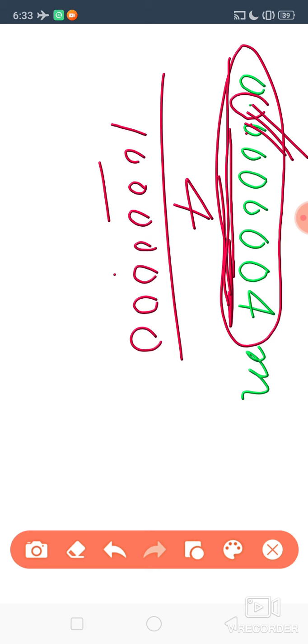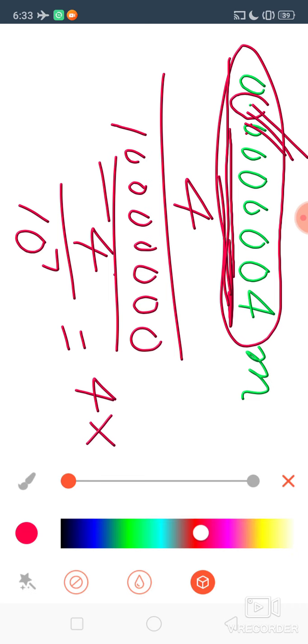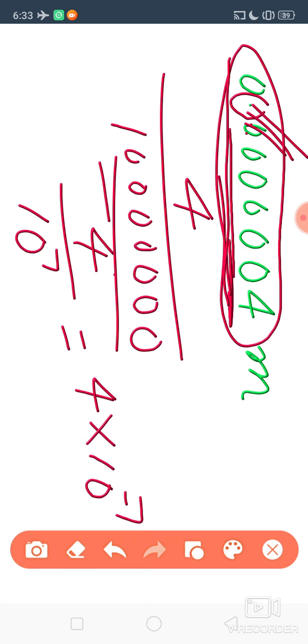Okay, now what can we write in the exponent? 4 by 10 to the power how much? 7 zeros are there, so we'll write 10 to the power 7. Now again we'll write 4 into 10 to the power minus 7 in standard form. Just now I have explained how we are getting this 10 to the power 7. We are bringing it into the numerator. So from plus exponent, it is becoming minus.